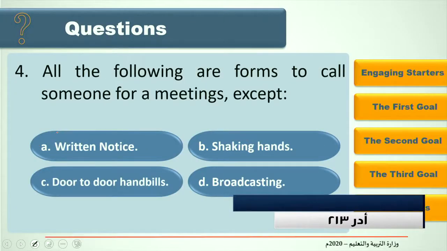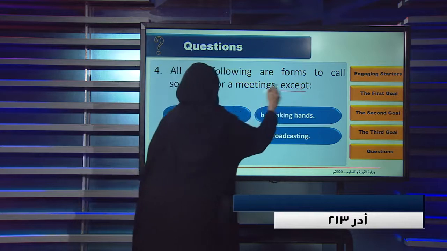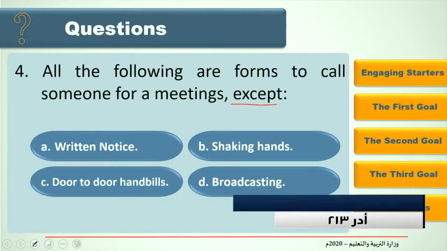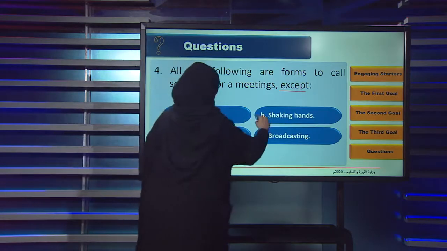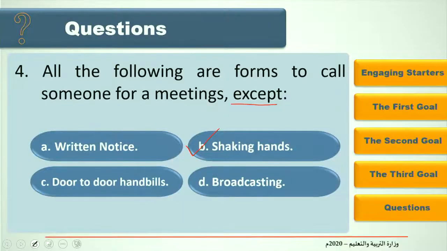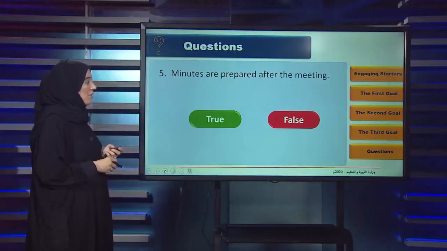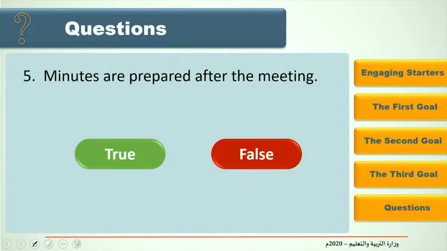Question 4. All the following are forms to call someone for a meeting, except A. Written notice. B. Shaking hands. C. Door-to-door handbills. D. Broadcasting. The answer is B. Shaking hands. The last question is, minutes are prepared after the meeting. True or false? The answer is true.